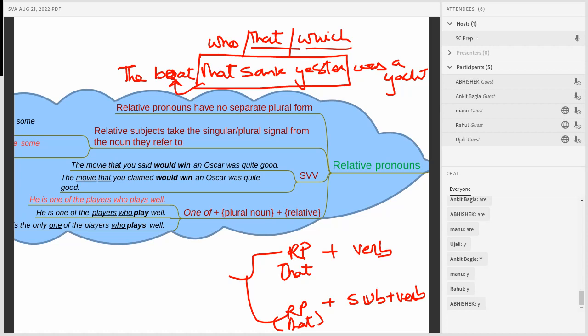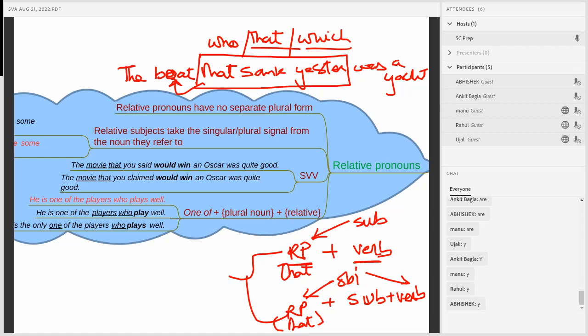When you get only a verb, we said the relative pronoun is the subject of that verb, right? And when you get a subject plus verb after the relative pronoun, we said the relative pronoun is the object of which verb? This verb. So, very easy to remember. Relative pronoun followed by only a verb, the relative pronoun is the subject. Relative pronoun followed by a subject and a verb, the relative pronoun is the object. It is not the subject anymore because you have a subject after the relative pronoun.